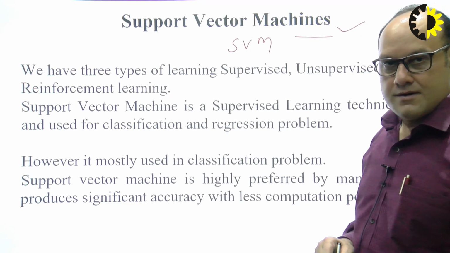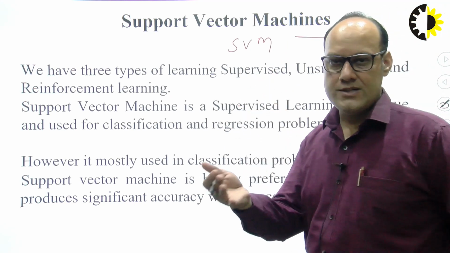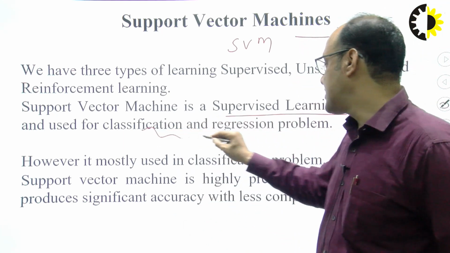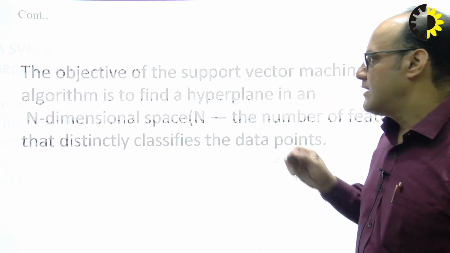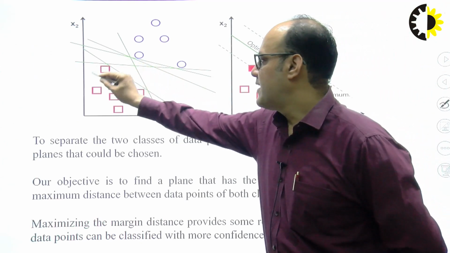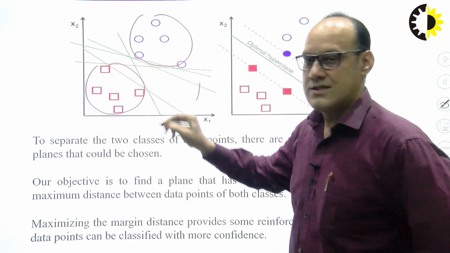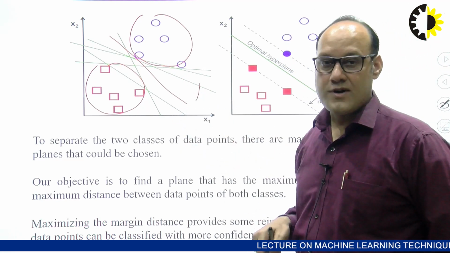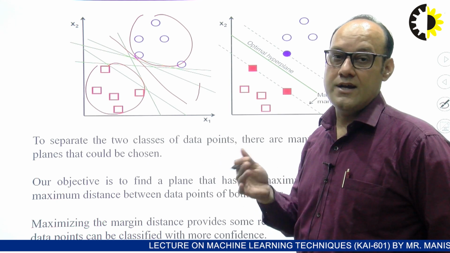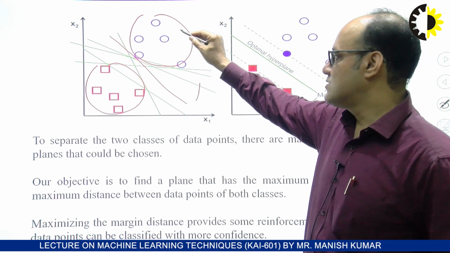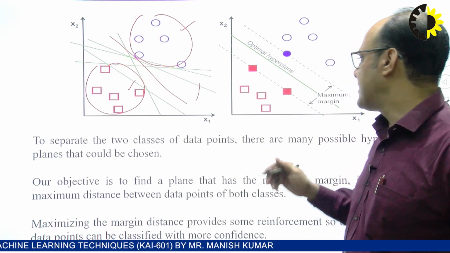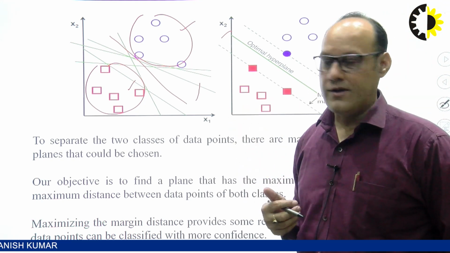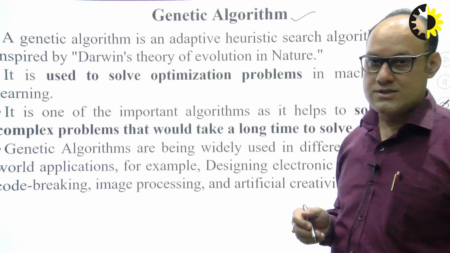Another approach is called support vector machine, SVM. We have already studied supervised, unsupervised and reinforcement learning. This support vector machine is a supervised learning technique that is used for classification and regression problems, right? Here in this support vector machine, we divide different classes. How can we classify these two classes? One class is a circle, another is a square. I can differentiate them with the help of this plane. This is the decision boundary.